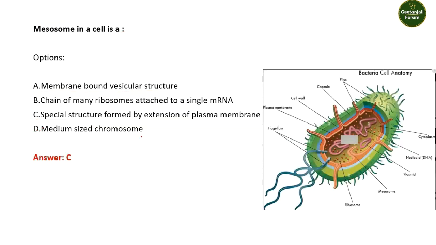So in the cell chapter, I taught you about the mesosome. So the answer is C. Mesosome is a spatial structure formed by extension of plasma membrane. You can see in this figure, this is the mesosome. And what is this? This is the plasma membrane. And this plasma membrane's extension is the mesosome. When this plasma membrane extends inside or outside of the cell, it creates the mesosome.